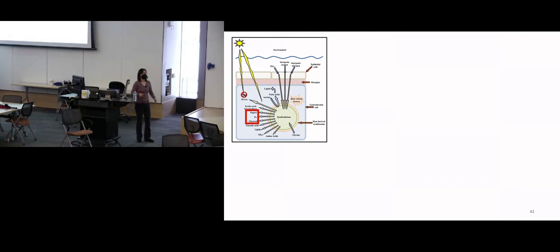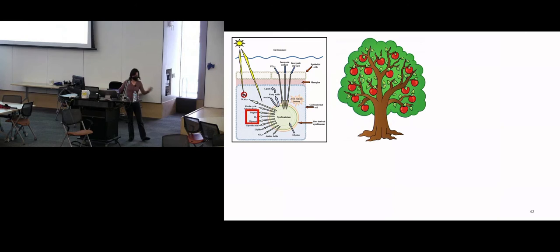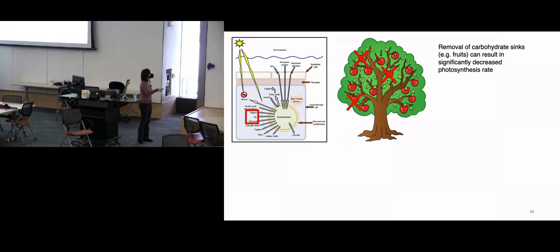So why are they doing that? I couldn't find any hint about the importance of this. So I turned to the terrestrial plant literature, because photosynthesis is really well studied there. It turns out in a plant, if you remove some of the carbohydrate sinks, such as fruits, and you allow sugar to build up in photosynthetic tissues like leaves, it really decreases the photosynthesis rate. So excessive sugar is a signal that downregulates photosynthesis.